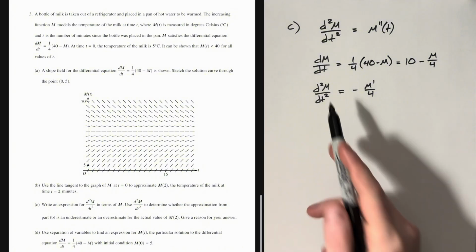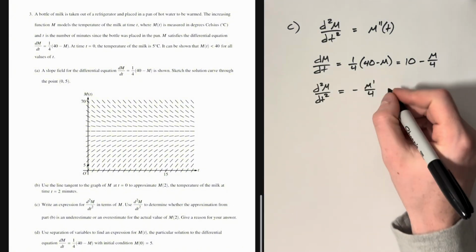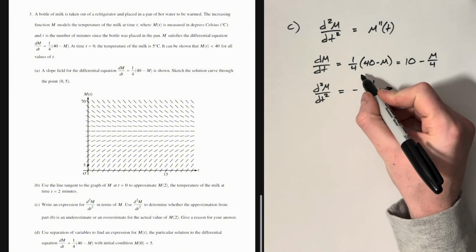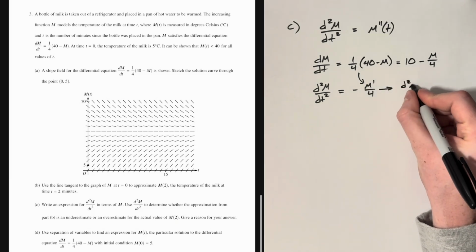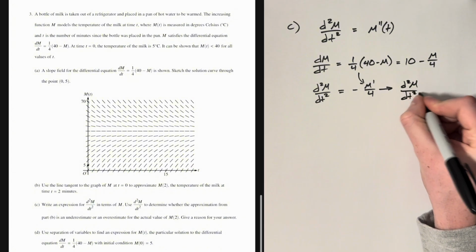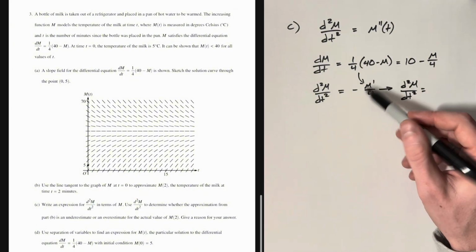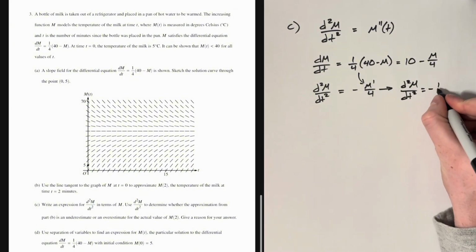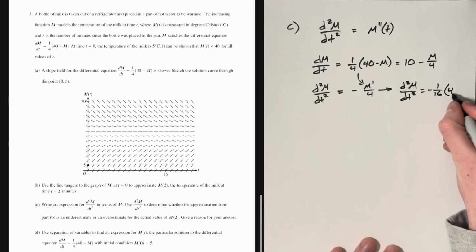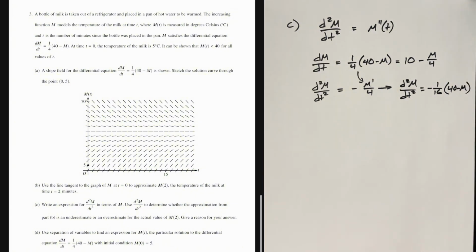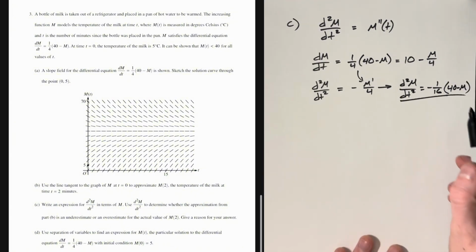Now, the great thing is, we know dm dt. It's literally right there. So if I plug this back into m prime, I get that my second derivative is equal to negative 1/4 times 1/4, so negative 1/16 times 40 minus m. And this will be my second derivative as an expression, right? Now, that's great. That's the first part of the question.